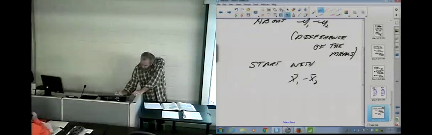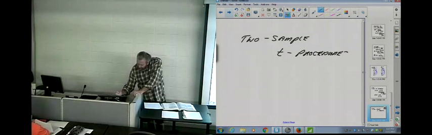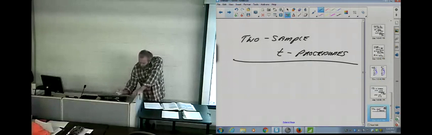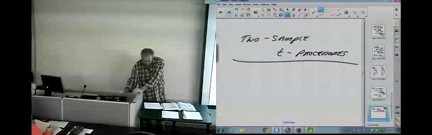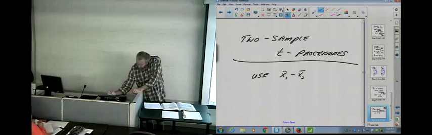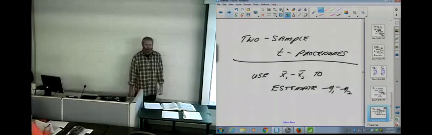Okay. So, here's what we're thinking about. 2 sample T procedures. Up till now, it's always been a 1 sample Z or 1 sample T that we just talked about in the previous chapter. Okay? Now, I don't want to get too carried away here, but we're going to use the difference of the sample means to estimate the difference of the population means. We use exactly what we think we should use at this point.